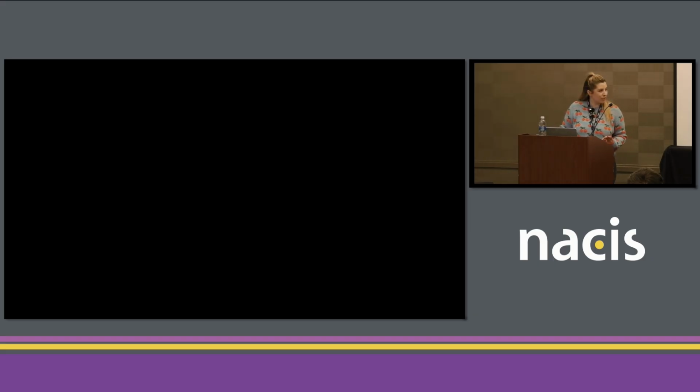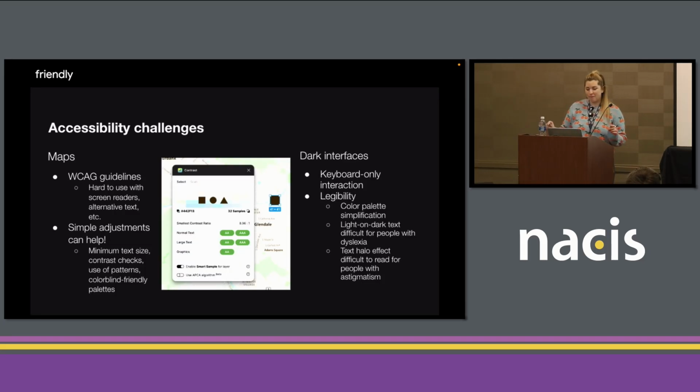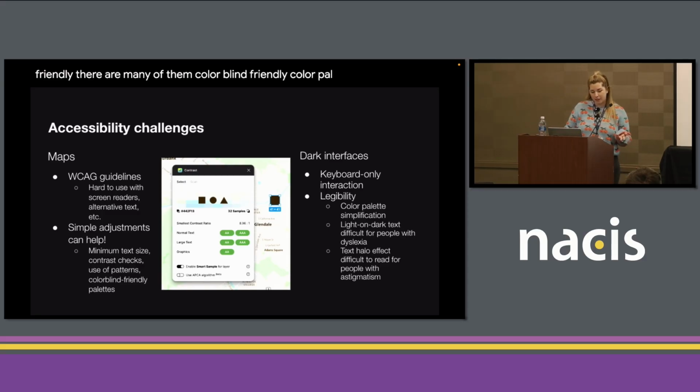I think when I touch this is when it starts to flash. Dark, it's so dark mode, I know. Things you can do to make your maps more colorblind friendly. There are many of them. Colorblind friendly color palettes are really helpful, but this is also a problem that's a little bit harder to solve for dark maps. I think more exploration really needs to be done to make that happen.